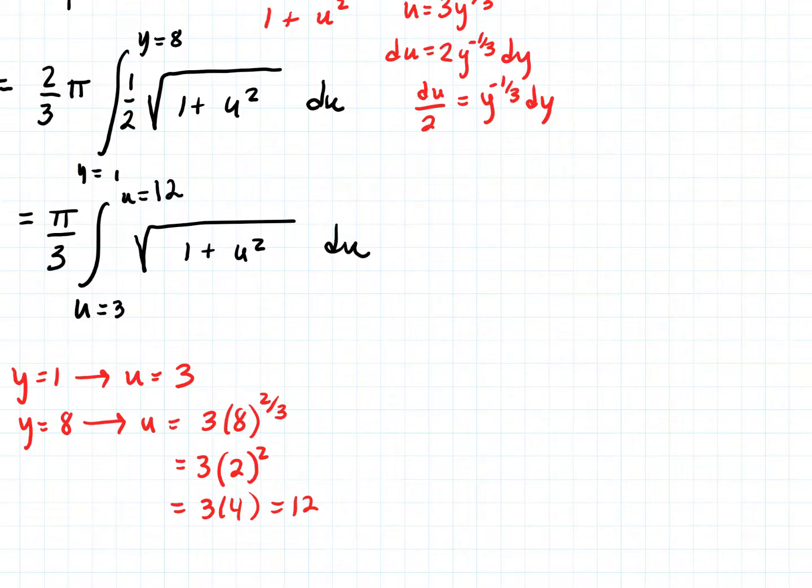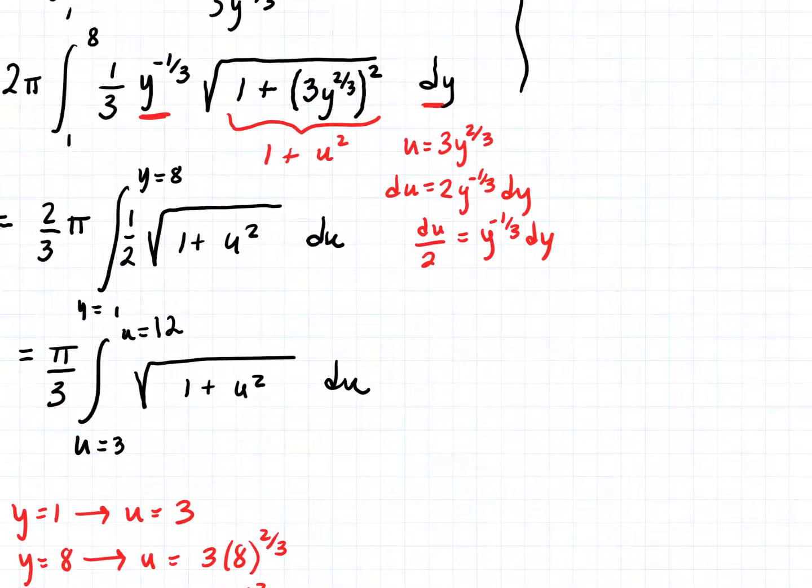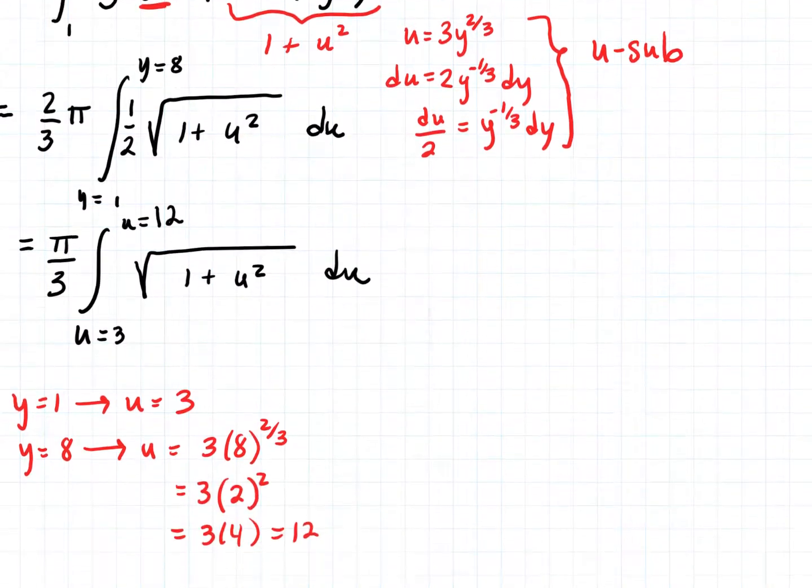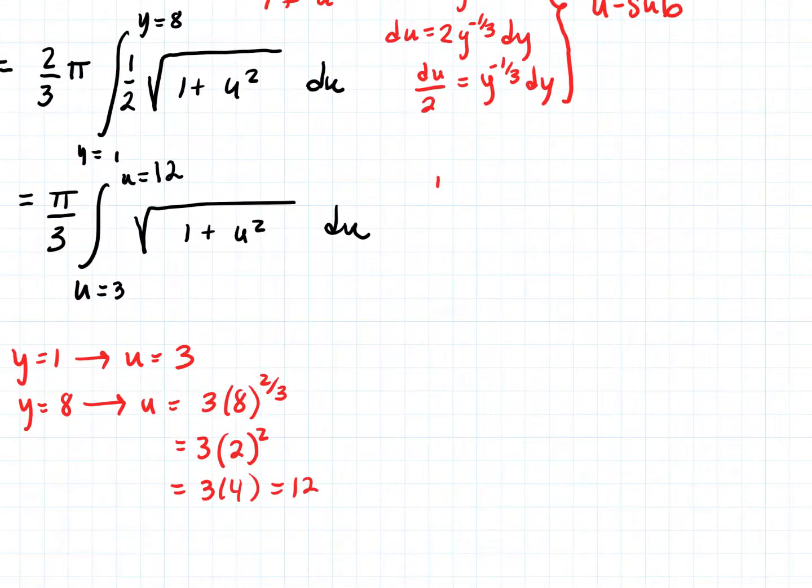Okay, so now at that point, we would want to make a trig substitution. So we made the u substitution up here, and now we want to make the trig substitution. For the trig substitution, 1 plus u squared is going to be a tangent. So we'll let u equal the tangent of theta.